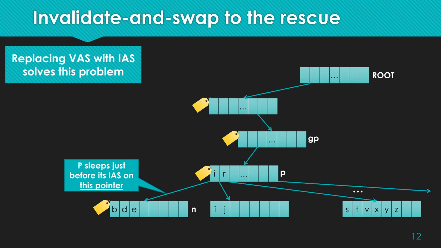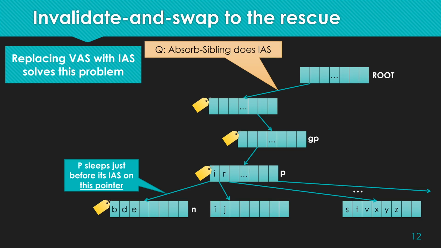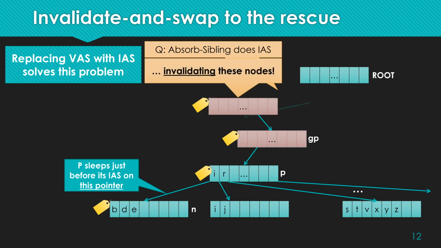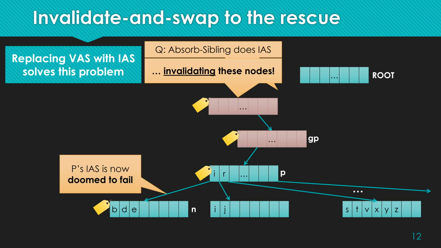But this is where invalidate-and-swap comes to the rescue. Replacing validate-and-swap with invalidate-and-swap here actually solves this problem, because suppose we're at the point where P was sleeping just before performing an invalidate-and-swap instead of a validate-and-swap. And absorb sibling here by Q is going to do an invalidate-and-swap instead of a validate-and-swap. When it replaces these two nodes, it's going to invalidate them. So what this means is P's tags on these two nodes are going to be invalidated. So at any time in future, when P wakes up and decides to try to do this invalidate-and-swap on this pointer, that IAS is doomed to fail, as it should be. Okay, so this fixes the problem.